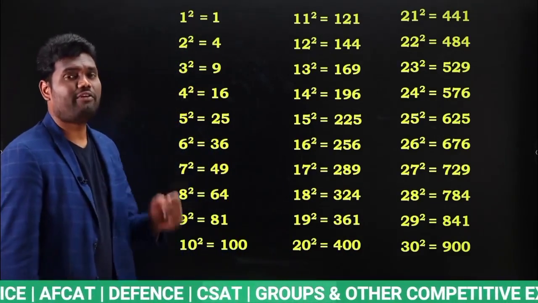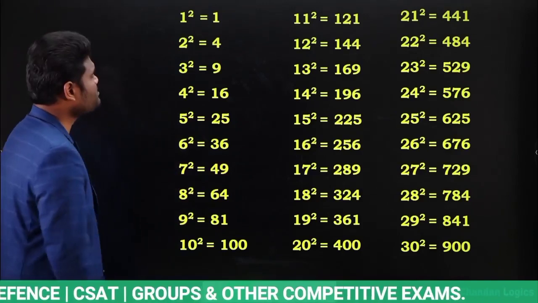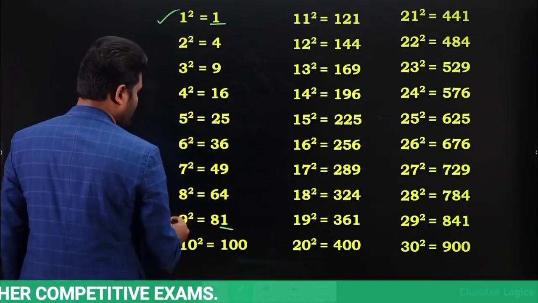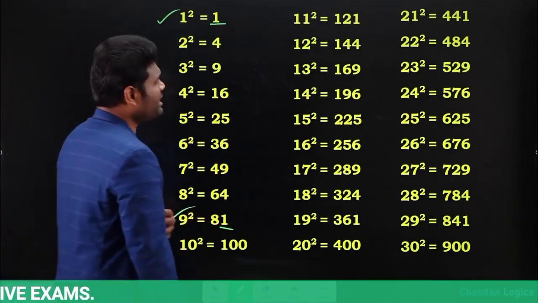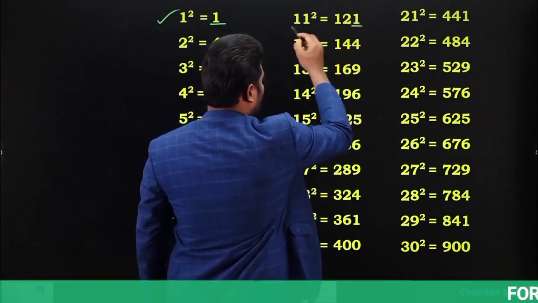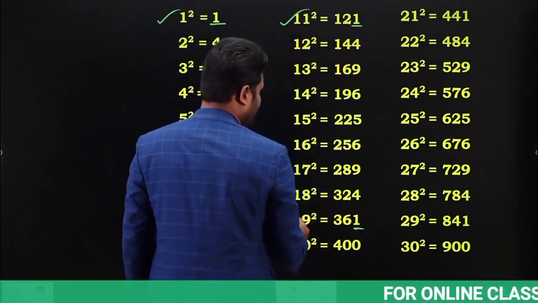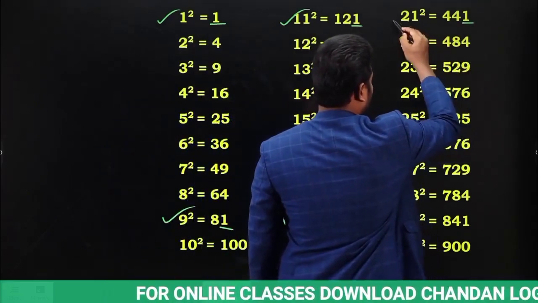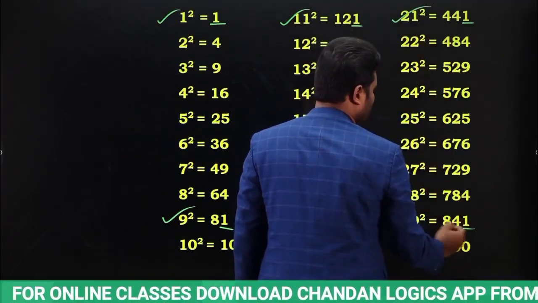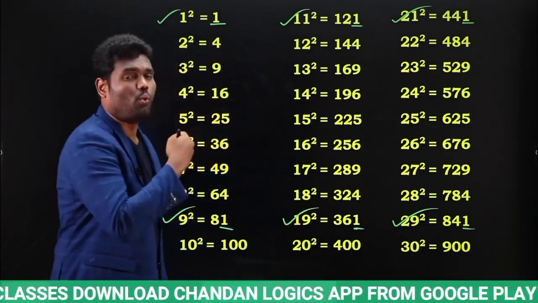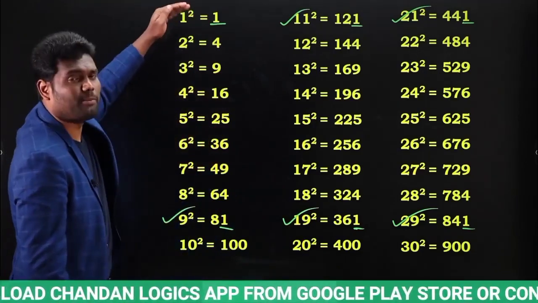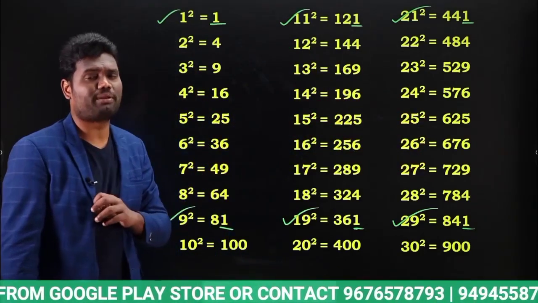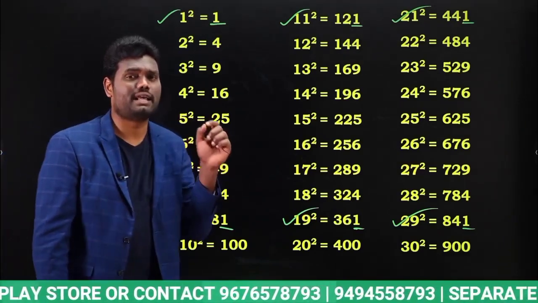Now my question is, when do we get last digit 1? If you observe here, you are getting last digit 1 for 1 square, and for 9 square. Yes or no? Similarly, you are getting last digit 1 for 11 square, for 19 square, for 21 square, and again for 29 square. Which means the cycle you have seen from 1 to 10 is repeating. Yes or no?